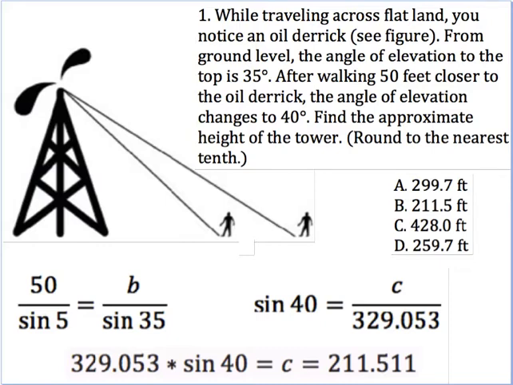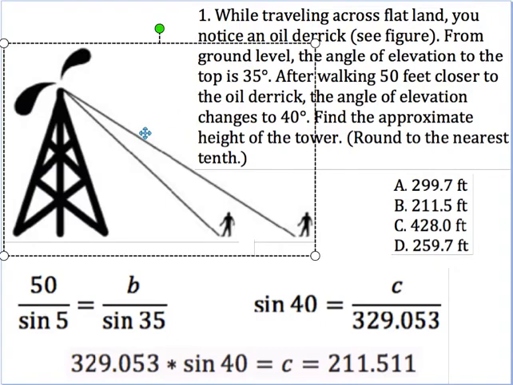All right, first question. While traveling across flat land, you notice an oil derrick from ground level. The angle of elevation to the top is 35 degrees. After walking 50 feet closer to the oil derrick, the angle of elevation changes to 40 degrees. Find the approximate height of the tower, rounded to the nearest tenth.